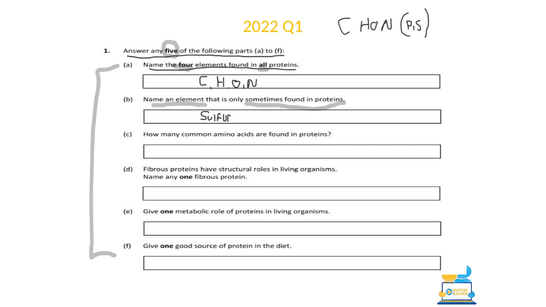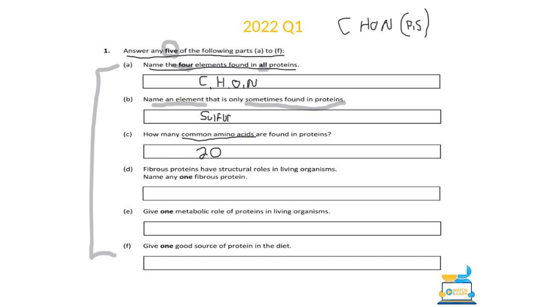The next question relates to how many common amino acids are found in proteins. And this question does come up and has appeared regularly on papers over the last number of years. And the simple answer for this is that there is 20 common amino acids. You do not need to explain this. You just simply need to know this figure, that there's 20 common amino acids found in proteins.